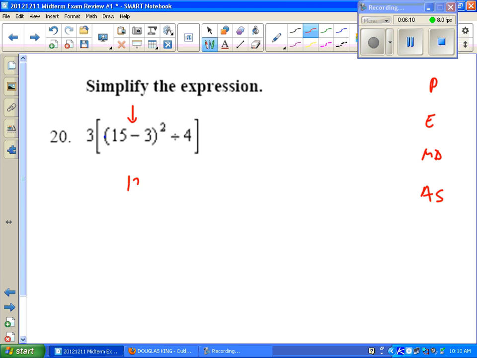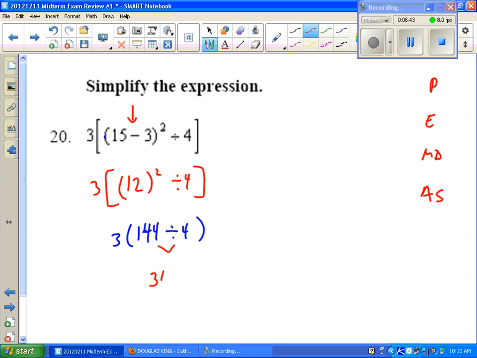15 minus 3 gives you the number 12. That's still squared and divided by 4. Then you need to do your order of operations again. 12 squared would mean 12 times 12, which would give you 144 divided by 4. I forgot to write the 3 back on the last step, but it's going to be multiplied by 3. And then 144 divided by 4. 4 goes into 144, let's see, 36 times. And then 36 times 3 would be 108.